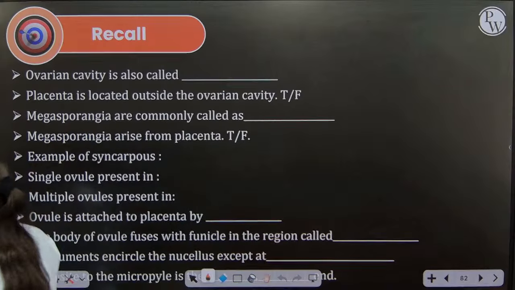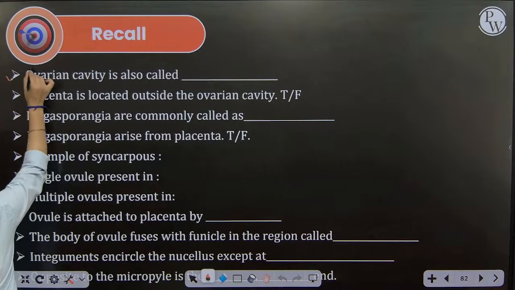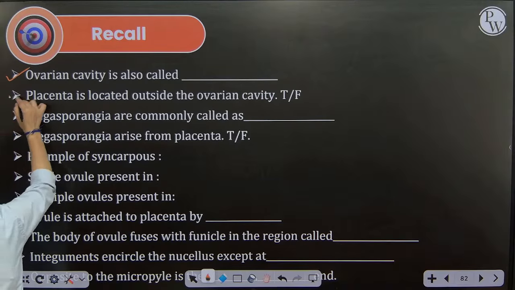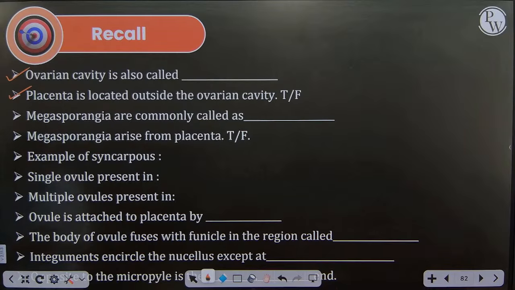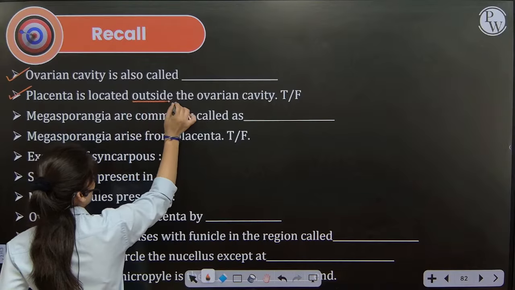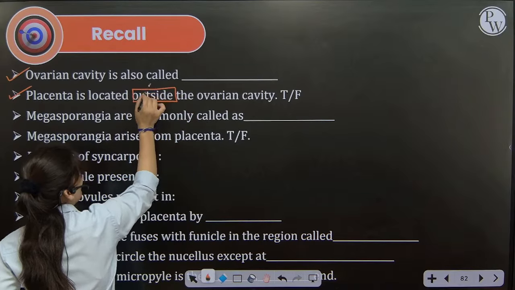Ovarian cavity is also known as locule. Recall, placenta is located outside the ovarian cavity. No, this statement is incorrect. Placenta is located inside the ovarian cavity.